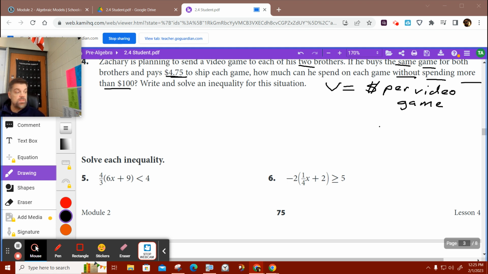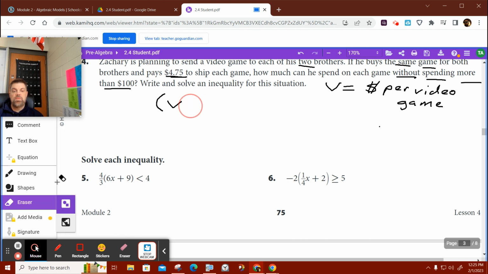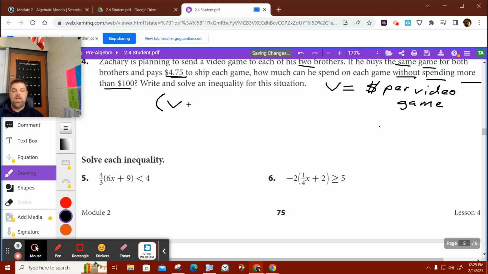That's pretty close. Anybody else got something? Let's see what you got. You were really close. So, what is the cost? Let's start here. What is the cost per video game? We don't know, but we know that it's V plus, V plus what? The cost of the shipping, right? So it's plus, why is that doing that?